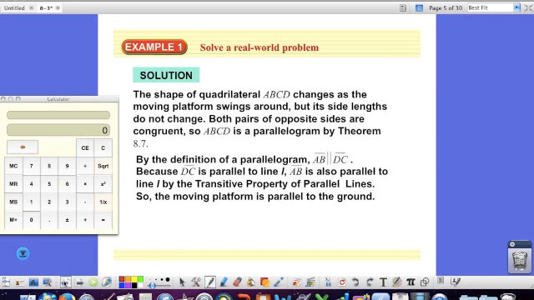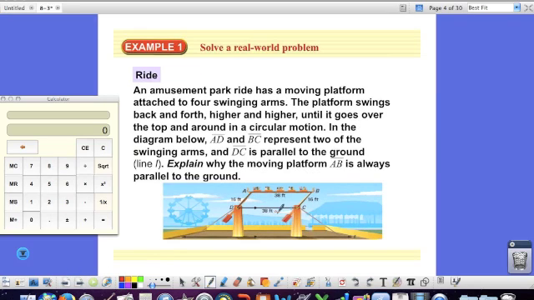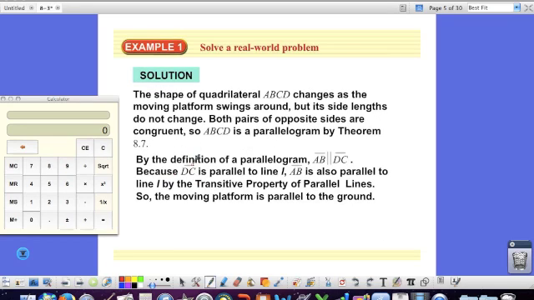I think the only thing that was confusing here was understanding how this thing moved around. It swings around. These angles don't shift. Because of the definition of a parallelogram, AB is parallel to DC. Because DC is parallel to line 1, AB is also parallel to line 1 by the transitive property of parallel lines.